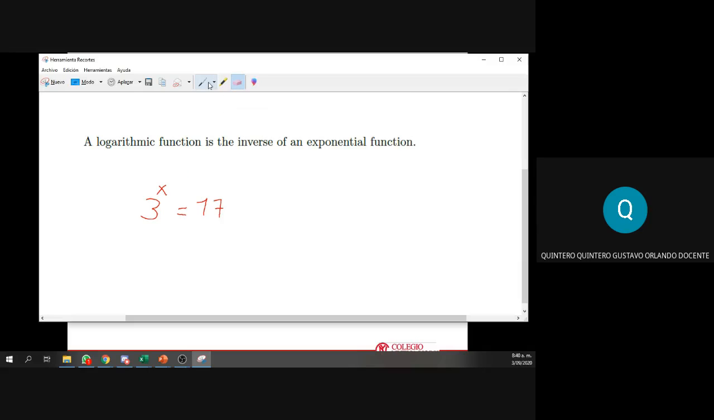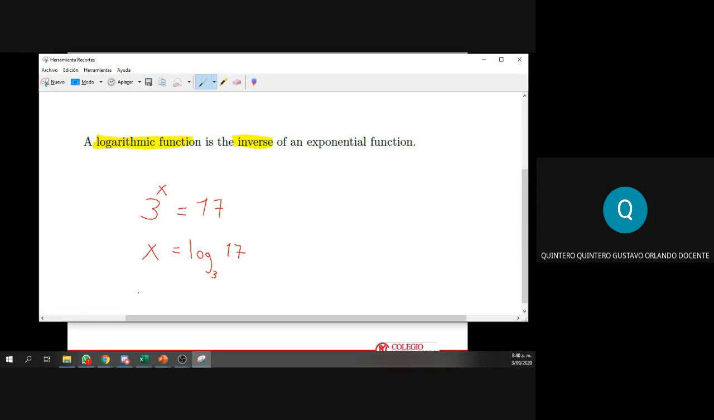Well, now we can use the logarithmic function because it is the inverse, which means I can pass the 3 to the other side of the equality. But I need to pass it with the inverse operation. The inverse operation is the logarithm. So the equation would be something like this. X is the result because I am isolating x, right? And then 3 moves to the other side. This is the way we pass the 3, like this.